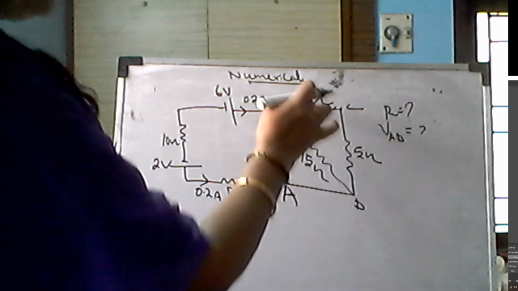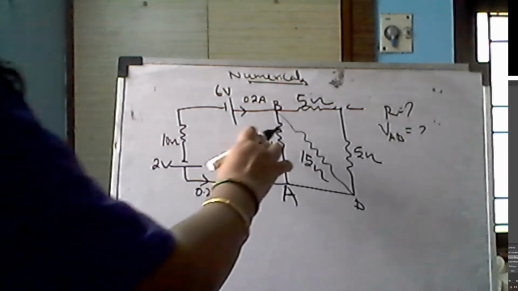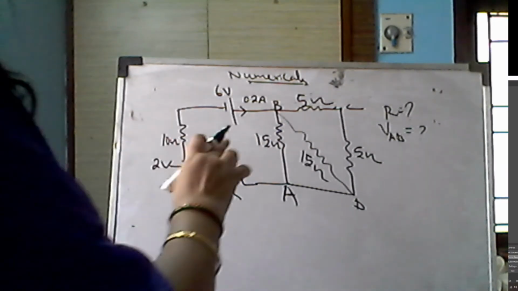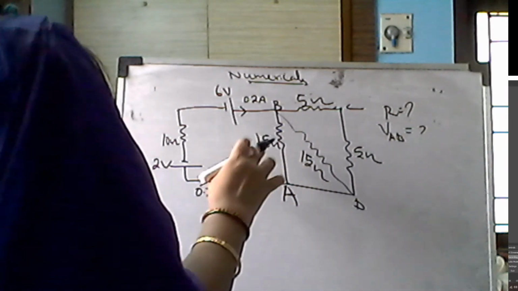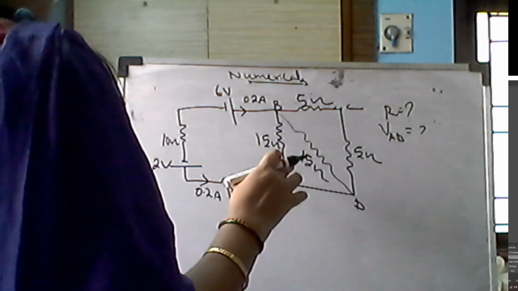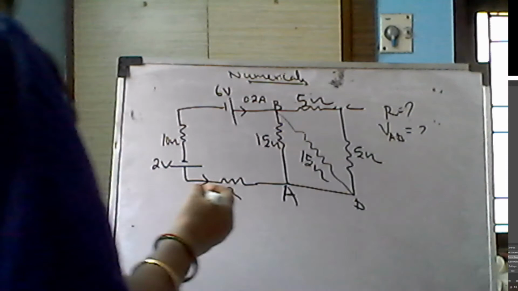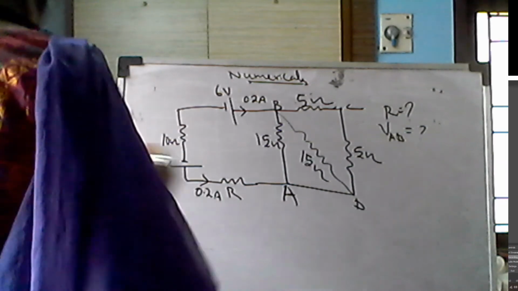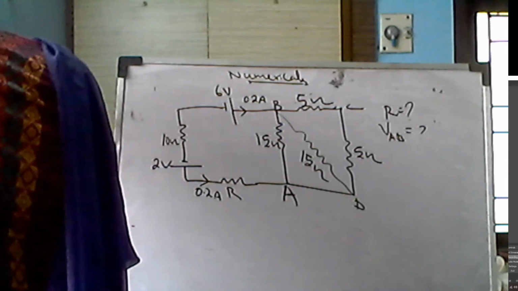See, these two are in series, 5 plus 5, 10. These two are parallel, so 1 by R equal to 1 by 15 plus 1 by 15, that is 2 by 15, and then again you will be getting one more thing. So like that you will be getting. So let me do it. You don't know what R2 is. R2 also you have to find out. So you have to find out R.